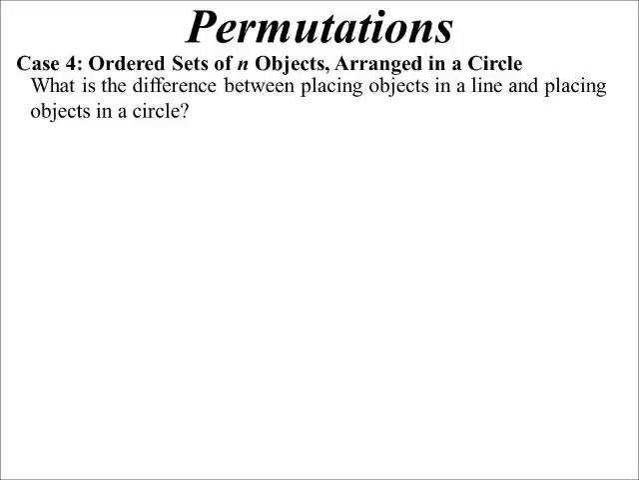We're going to go back to permutations. Now we're going to look at a fourth case. Everything we looked at before was arranging things just in a nice, neat, straight line. But what if we were going to arrange objects in a circle instead of a line? How does that change things?